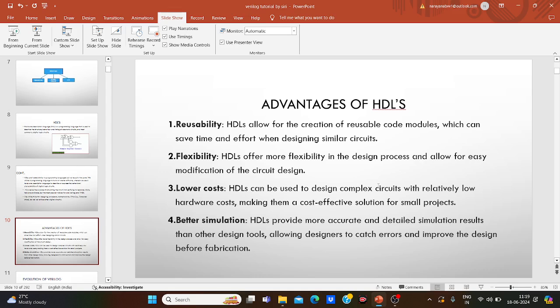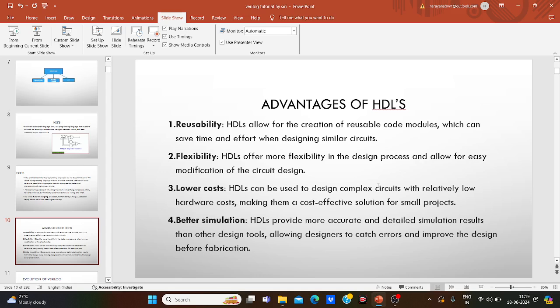And then flexibility is nothing but that you can change anything very easily. Like as I already told you before, when it comes to the physical form of the chip, you can't change it as easily as when it comes to coding. So that comes under flexibility. That means you have the flexibility to change or modify the designs.